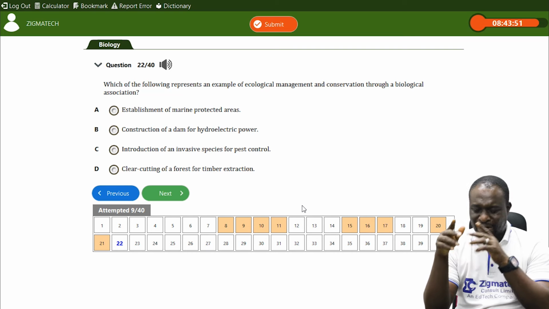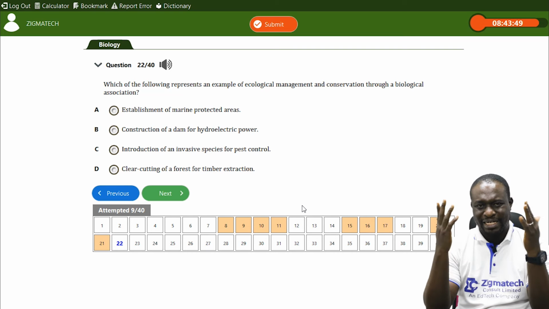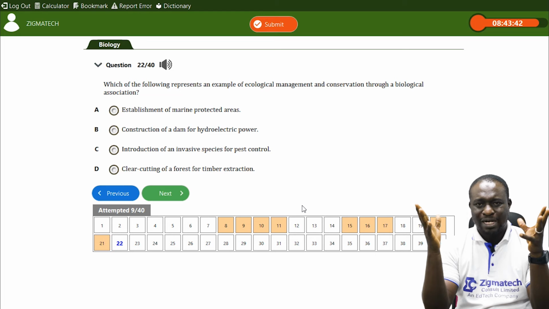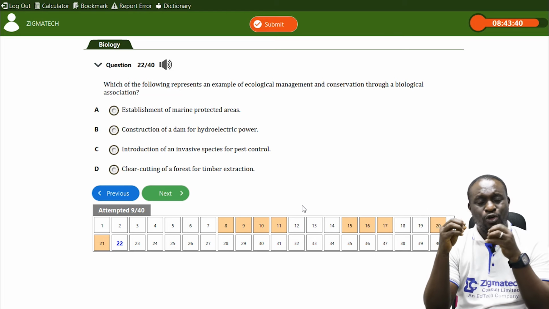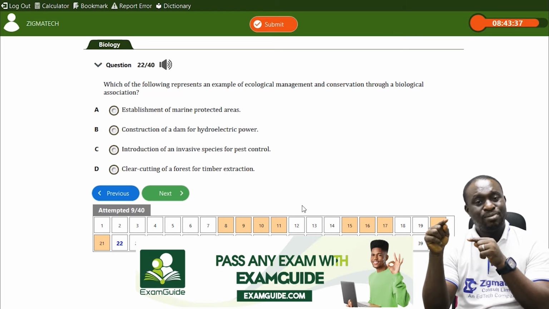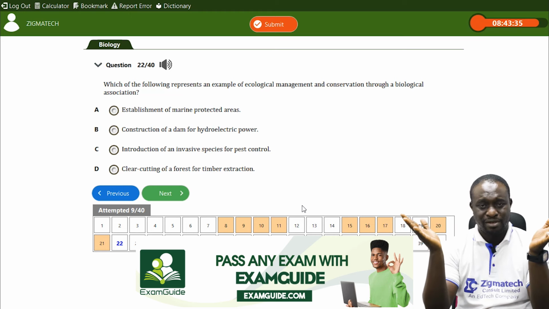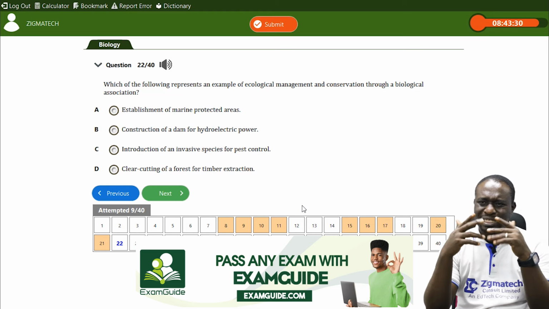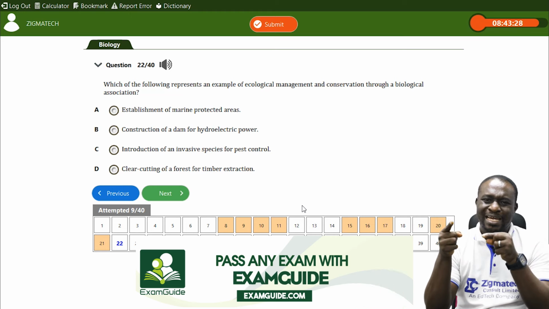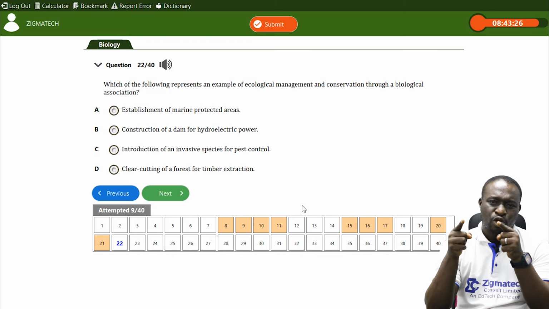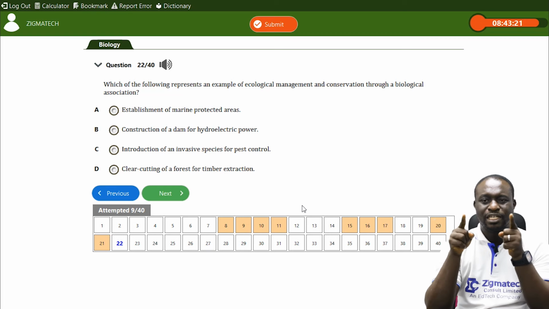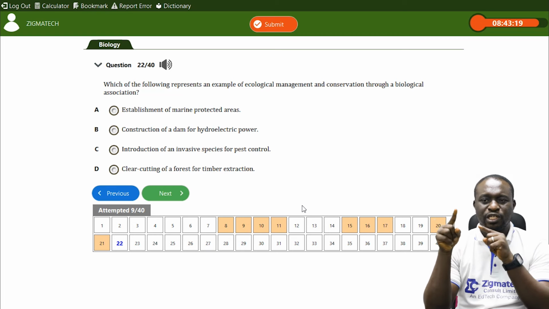No, it's not. The natural ecosystem includes mostly the wildlife, forest reserves, the waters, and so many other things, because there are several creatures or animals and even plants found in water reserves, okay? Now, D is clearing and cutting them down. Forest reserves, that means it is not a strategy of preserving the natural ecosystem. No. Option C says introduction of an invasive species for pest control.